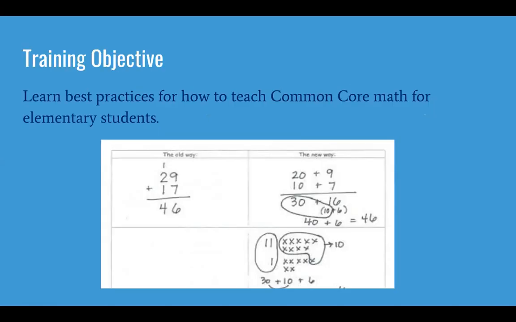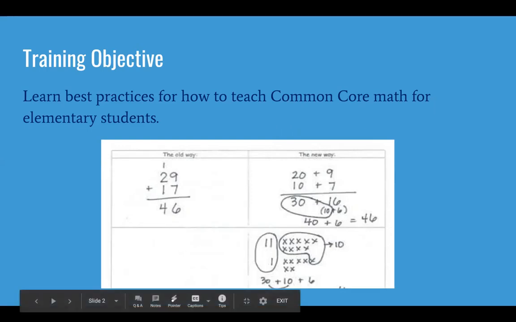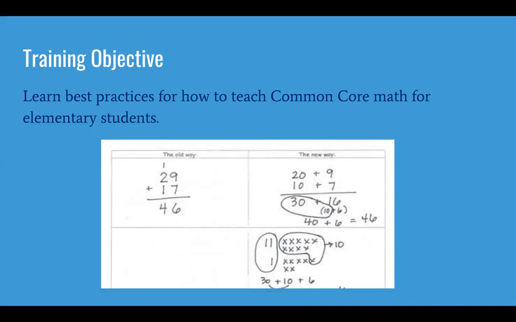Our training objective today is to learn best practices for how to teach Common Core math for elementary students, particularly for our online tutoring program, which is done over the summer. A lot of you are probably like me, you grew up learning math the old way, but Common Core has changed the way students are learning math. And so we're going to learn a little bit more about how to teach that for students.